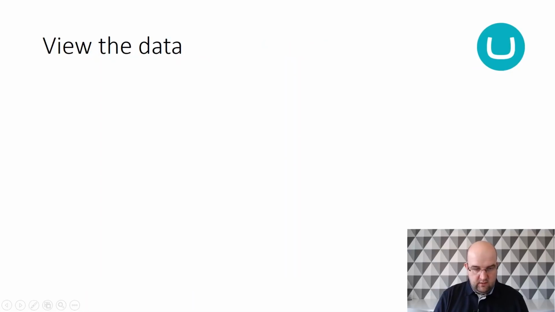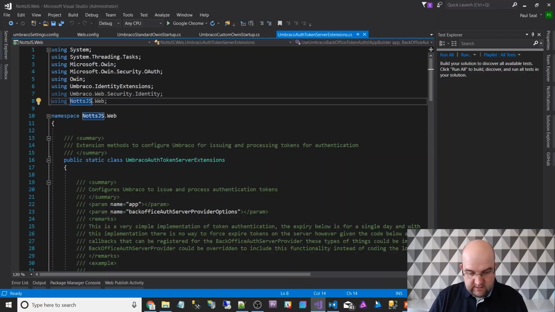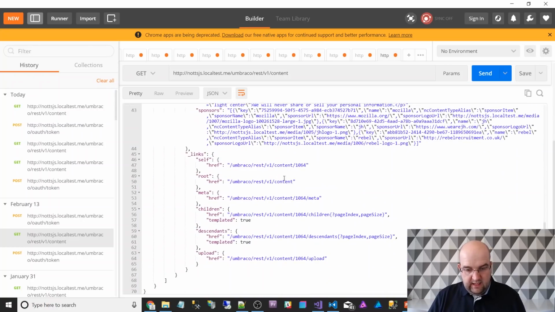So we've had a look at the data, we've used Postman, we've got a token, we use the token in a request. We've looked at the links for the different information. So when I talk about that, there are things like here, that's the link for itself. That's the link for the root node. There's some metadata that you can get about this item, like last edited and things like that.